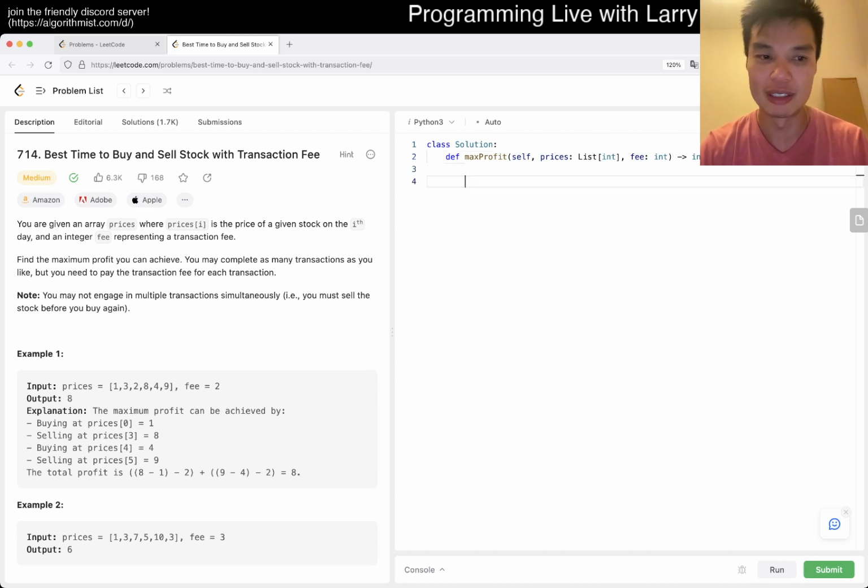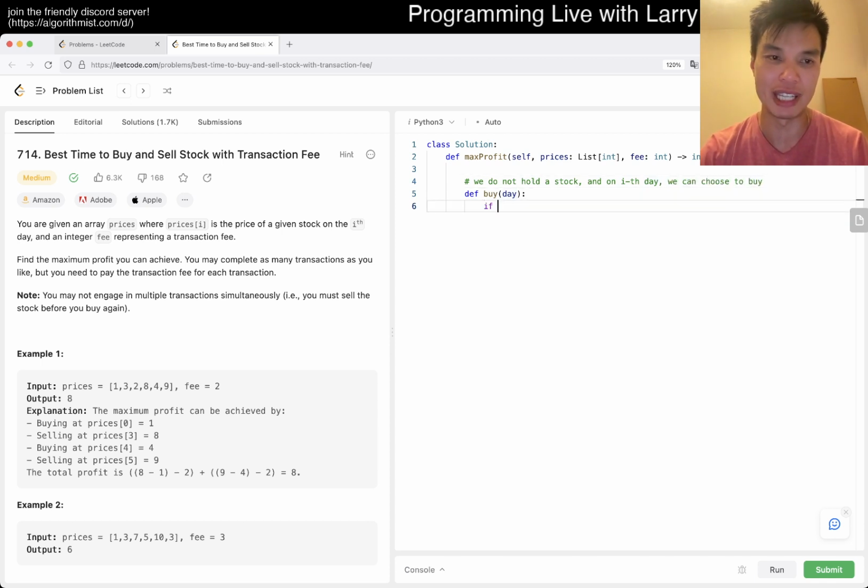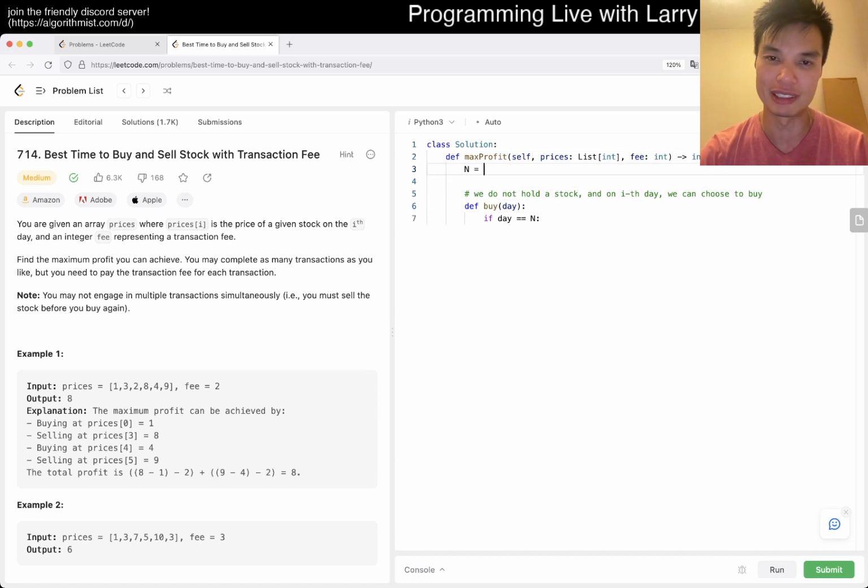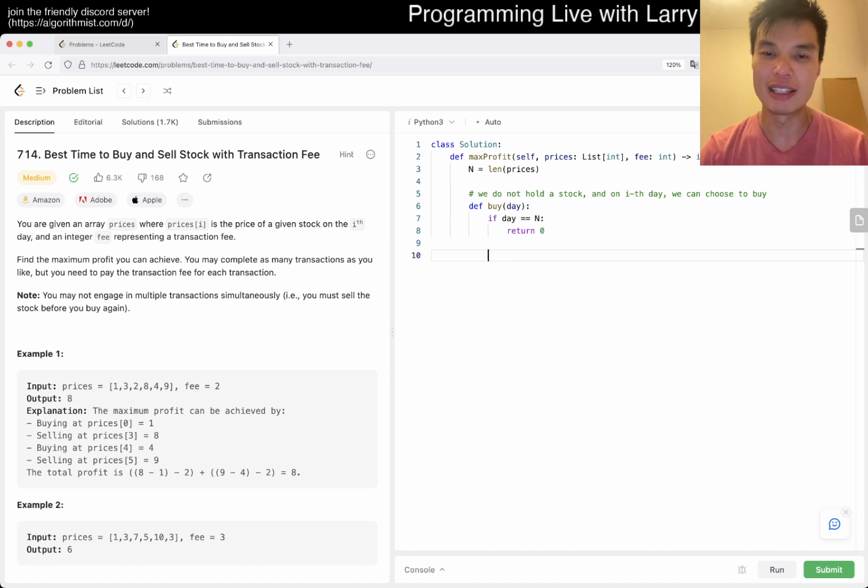So let's get started. So the buy state, right? What's the buy state? That means that on a given day, we do not hold a stock, and we can choose to buy. And here we have two choices, right? If day is equal to N, let's just say we ran out of prices, then we're done. We return zero as the profit. Otherwise, you can choose two things: you could choose to buy, or you could choose to just skip ahead.